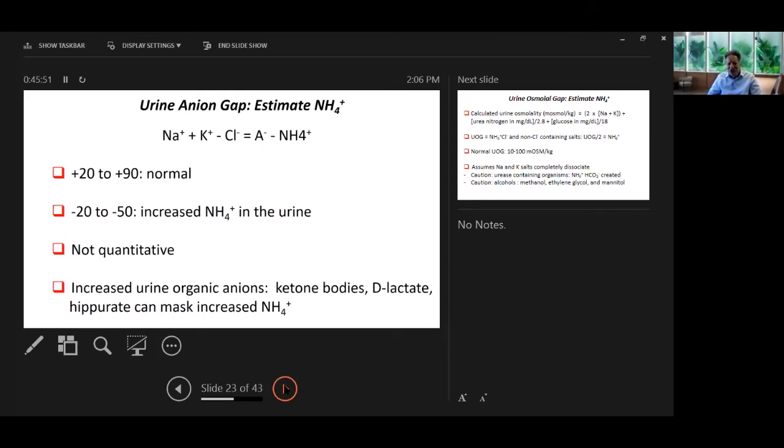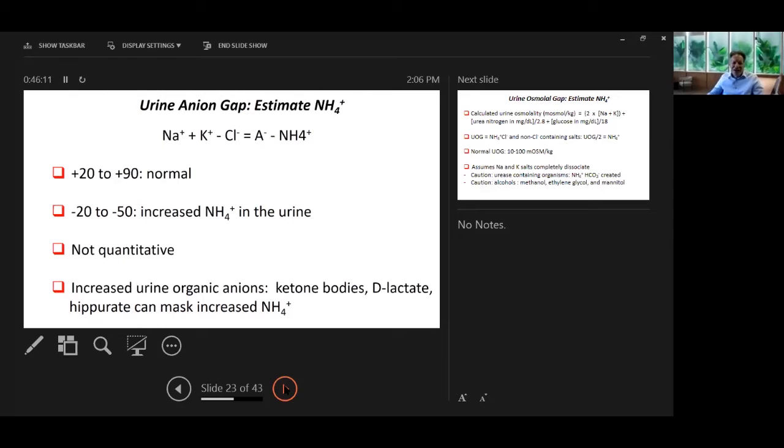There's a lot of assumptions there. The other is the urine anion gap to estimate ammonia concentrations in RTA or other situations is a horrible measurement. The normal is +20 to +90. And the thought is that when you have increased ammonia, it goes negative to -20, -50. But it's really poor. It's not quantitative.